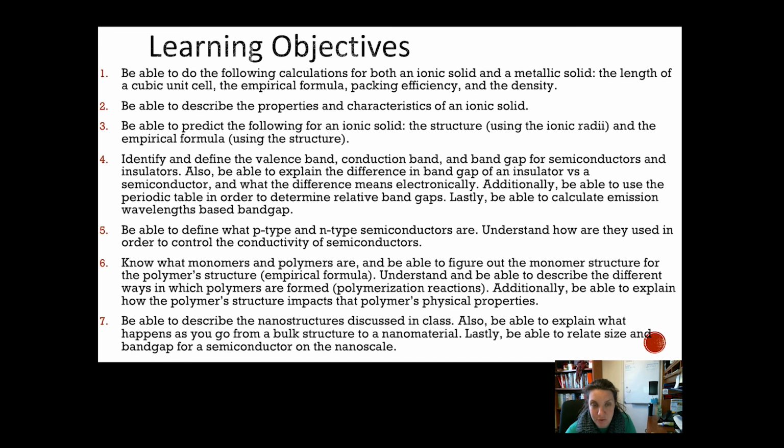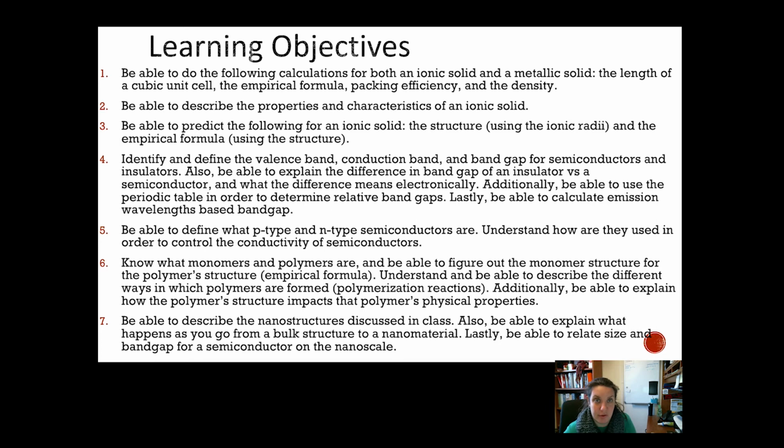So what happens as you go from a bulk structure, so a huge three-dimensional structure, to a nanomaterial, a material that has at least one dimension on the nanometer scale, so 1 to 100 nanometers. And then relate band gap size to relative size of the material for a semiconductor.